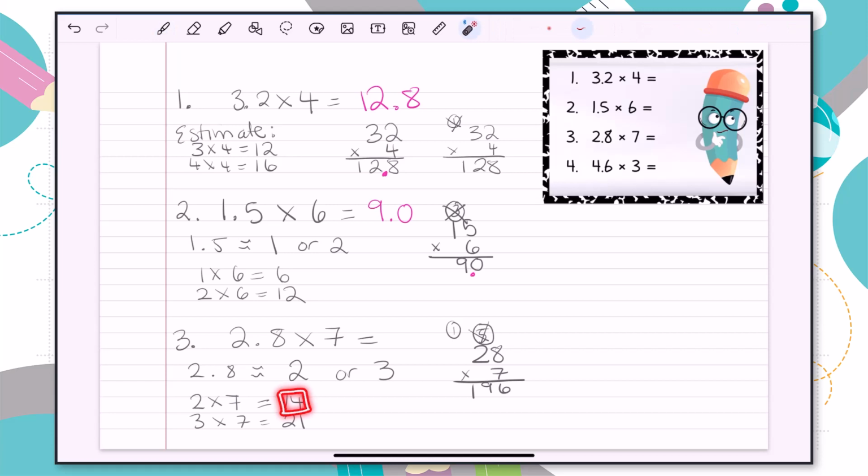Our answer should be between 14 and 21. Hopefully when you tried it by yourself, you noticed that you needed to put the decimal point between the 9 and the 6, because that would give us 19.6, which is higher than 14, but lower than 21.